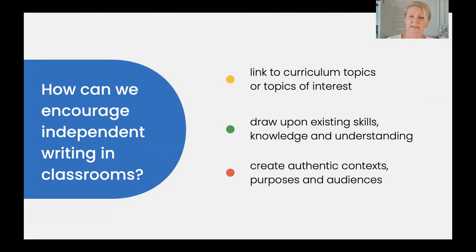Draw upon those existing skills, knowledge, and understanding, which I've just talked about in terms of criteria, but that criteria is developed way before they get to independence. It could even be developed jointly as well. And probably most importantly, create authentic contexts and purposes and audiences for writing. Ideally, students get to share their writing with an audience, but even if it's a hypothetical audience, it's really important because it will give students something to hold on to. It's very hard to write or speak, for that matter, if you don't know who you're aiming it at. So that should always be very, very explicit throughout the whole teaching program.